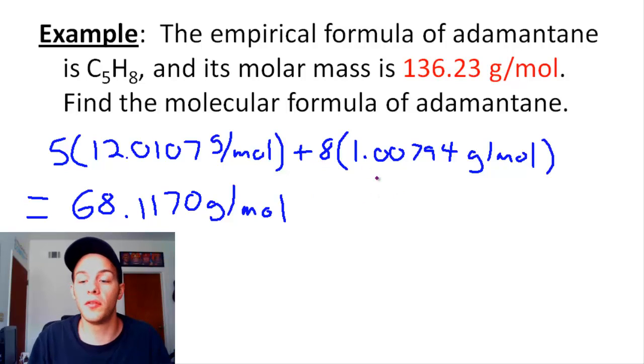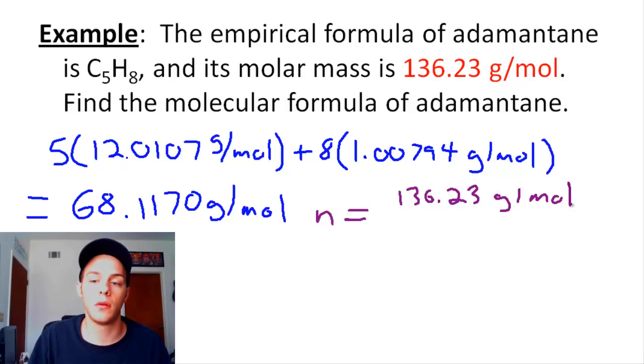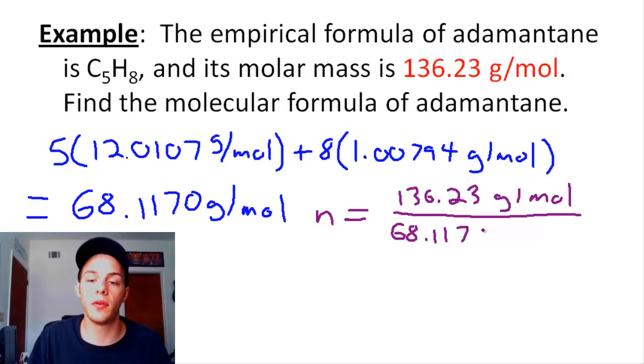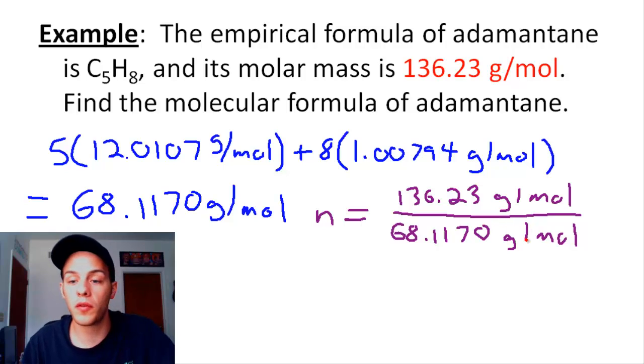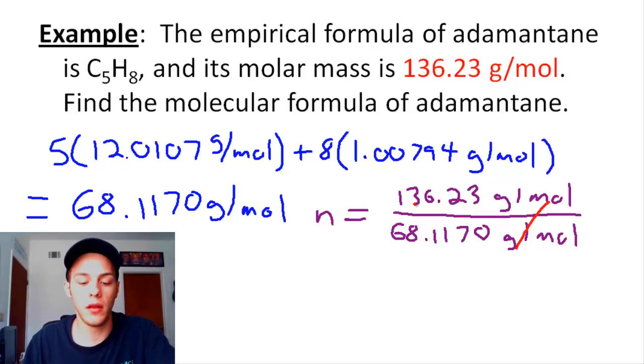So all we have to do is just divide one by the other. So our n in this case is going to be 136.23 grams per mole, divided by our empirical formula molar mass, which is 68.1170 grams per mole. Of course, the grams per mole are going to cancel, and it's just going to be a unitless number. And n ends up being 2.